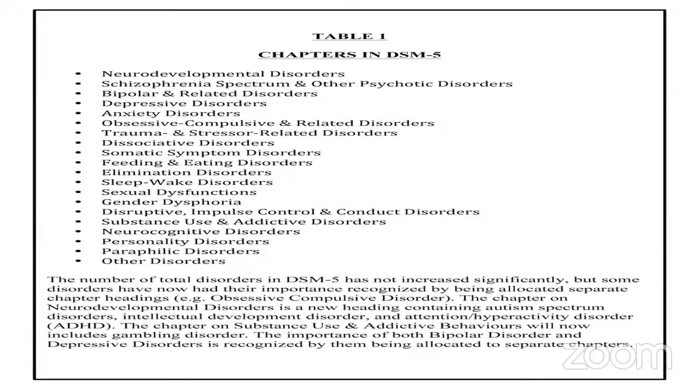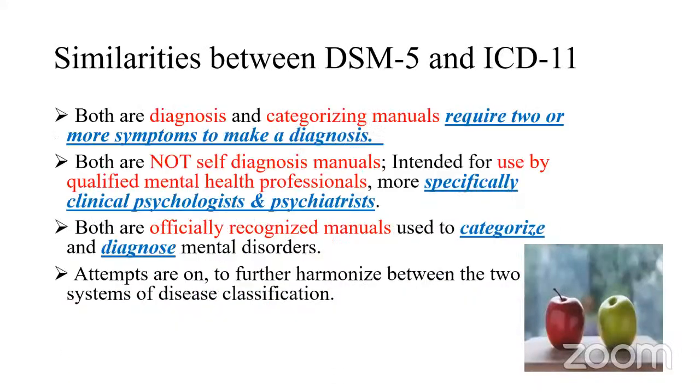Okay. So now we will cover the similarities between ICD-10, ICD-11 and DSM-5. Both are diagnostic and categorizing manuals requiring two or more symptoms to make a diagnosis. What does that mean? Just see, there is criteria.